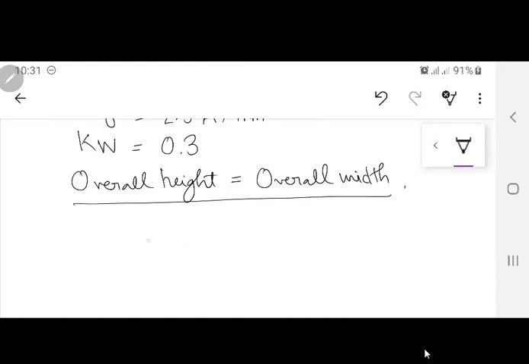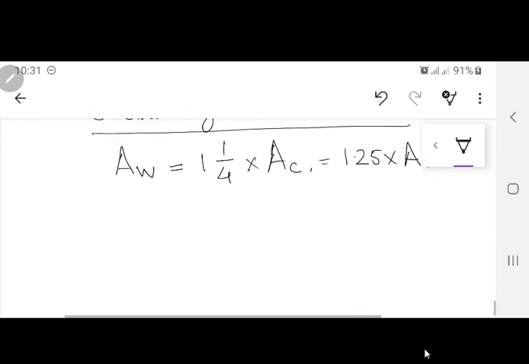The window area, that is AW, is equal to 1.25 times the core area. So whatever core area I am going to get, you are going to multiply it by 1.25 times the core area. See, you have to calculate the overall core dimension. So the last thing is that you have to give me the core dimension.